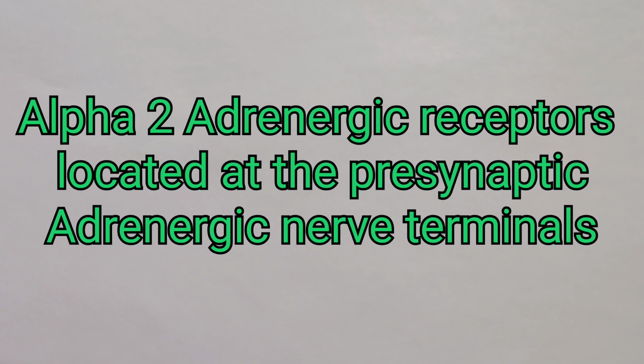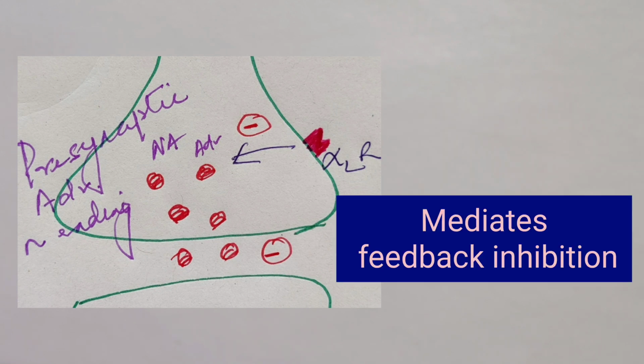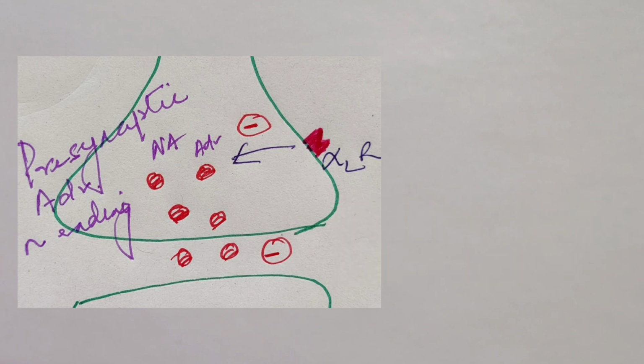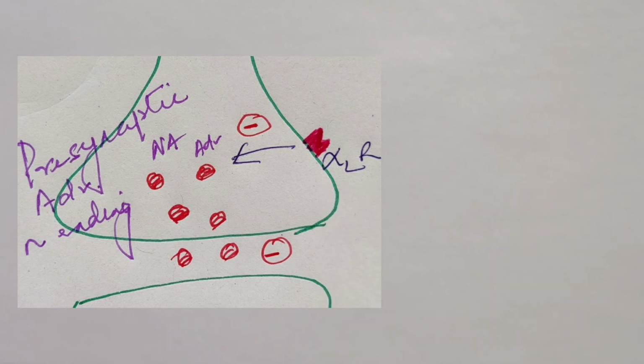The next example is alpha 2 adrenergic receptors which are located in the presynaptic nerve endings of the adrenergic nerve terminals. So alpha 2 receptors are inhibitory in nature and form a part of feedback inhibitory loop. That is, they inhibit the release of adrenaline and noradrenaline from the adrenergic nerve ending, thus decreasing the sympathetic neurotransmission.